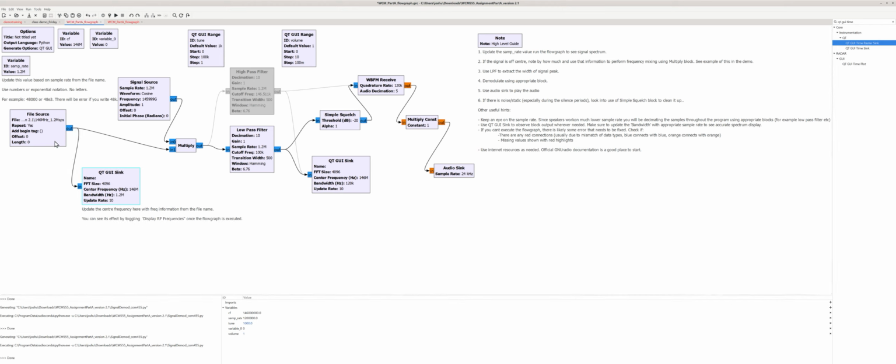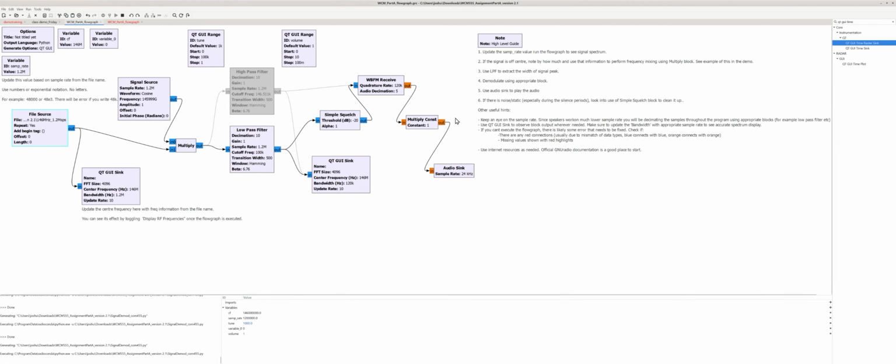Starting from the left, here we have the file source, which, like I said previously, is the recorded RF signal, out of which we're trying to get the information. From the output, we connect it directly to a Qt GUI sink, which basically acts as a spectrum analyzer, in that it shows us the spectrum of the signal that has been recorded. I'll play it so you have an idea what I mean.